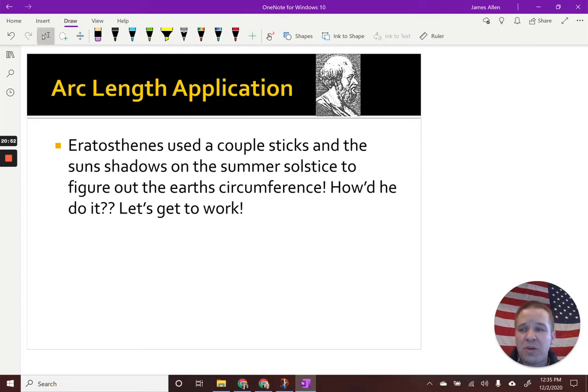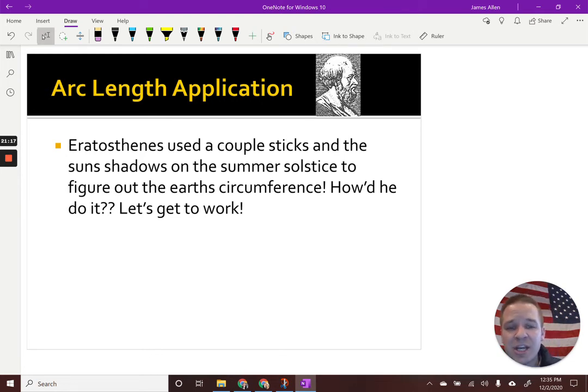So he thought to himself, well, the Earth has to be curved, okay? So this is not fact yet. We don't have satellites at this time. We can't see this. But he had a pretty darn good hunch that the Earth was curved. And he thought, hey, perhaps I could figure out the total distance around the Earth, the circumference of the Earth, using these shadows and a known distance.